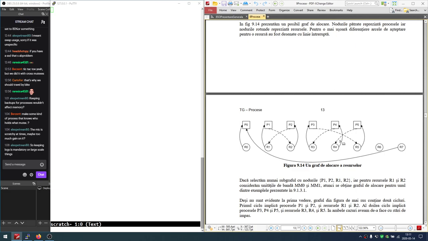Now let's see some questions here. So Berzentius asks about some kind of process that knows who holds what mutex, that would be the operating system or some kind of higher level entity.